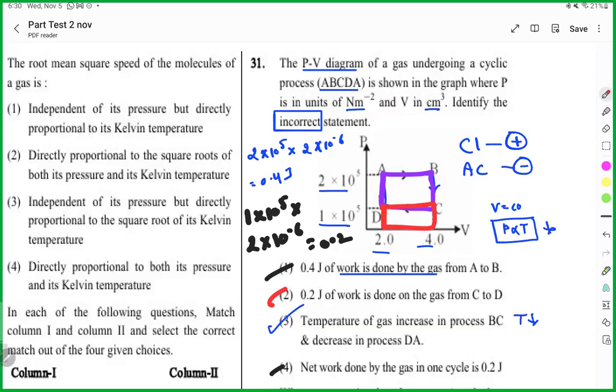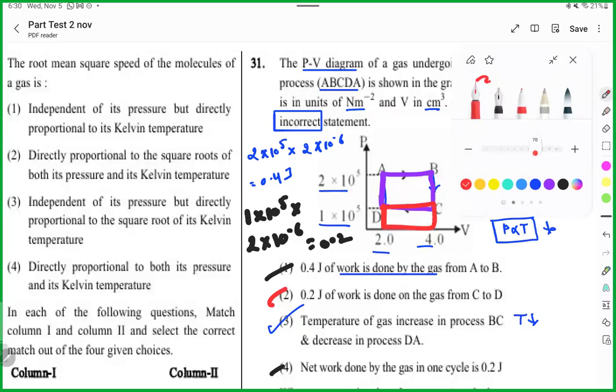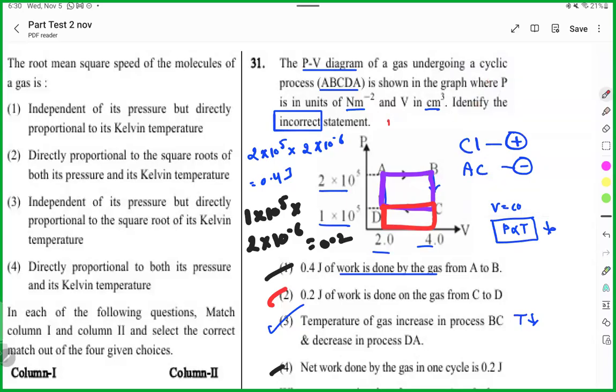Why? No change in volume. Change in volume 0. You know, work done is equal to P delta V. If delta V is 0, then work done will also be 0. Correct? That's why from B to C and A to D, work done will be 0. Correct? Total work done, cycle area. How to calculate total work done? Like here, area of the cycle, like rectangle. Correct?